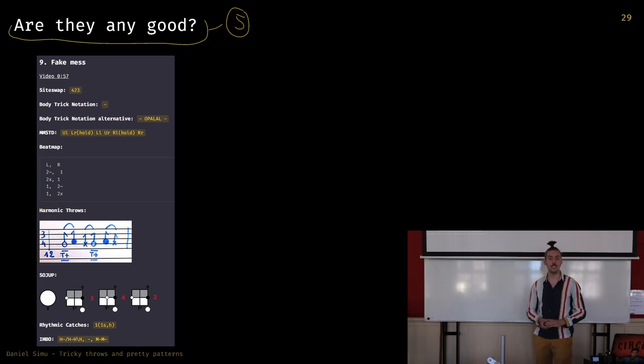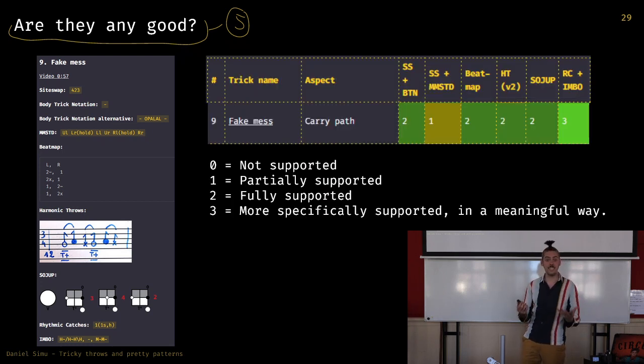That means in total I had 176 notations that I needed to somehow compare with each other. The way that I did that was by taking a feature of such a trick. For example, with a fake mess, I took the carry path. Sometimes I took 1, sometimes I took 2, defining features of the trick that were unique to the other tricks. And I would score each notation system whether they would be able to describe this feature or not. I didn't do this for each notation system individually.